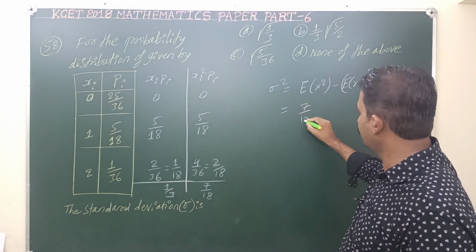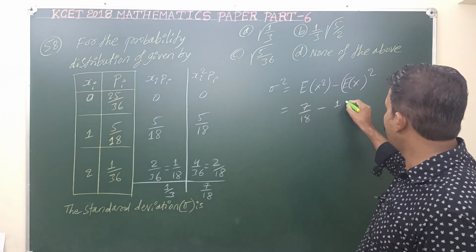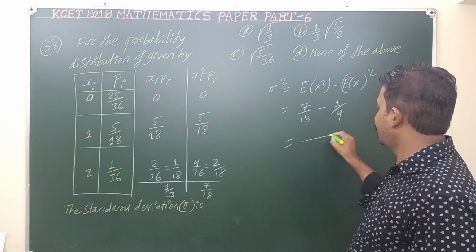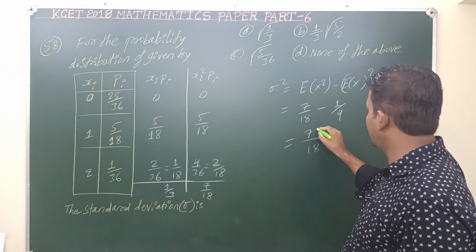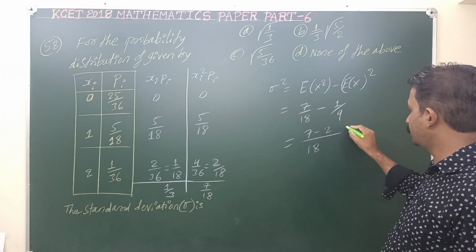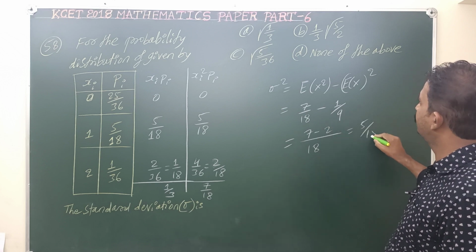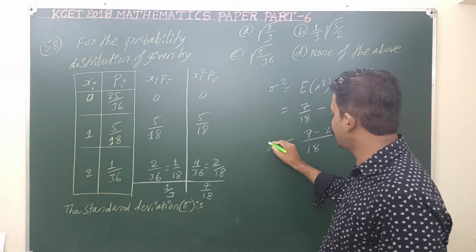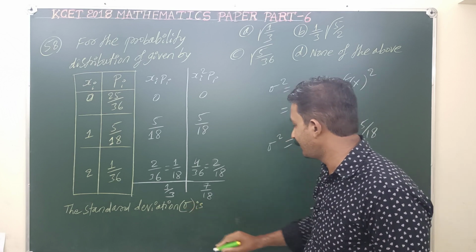7 by 18 minus 1 by 3 whole square, that is 9. Here we take LCM 18. 7 minus 2, 5 by 18. So sigma square is 5 by 18. We have to find out the sigma value.